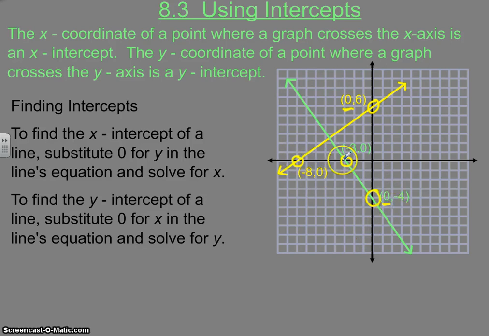Let's look at the x-intercepts. We'll notice what's similar about these two. Here, the y values are 0. That's the second thing we need to know. For every x-intercept, every ordered pair that describes an x-intercept, the y value is always 0, because everywhere a line crosses the x-axis, the y value is always 0. So that is the second thing we need to know to use intercepts to graph lines.